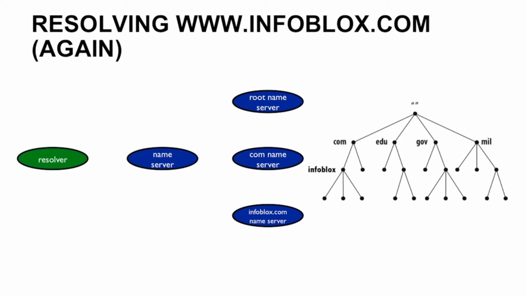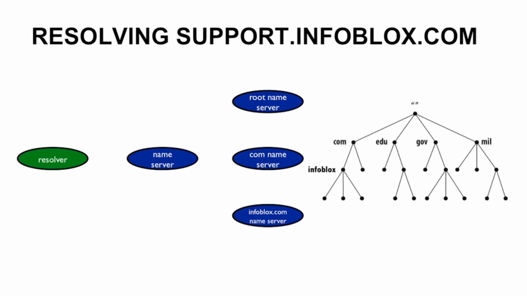Let's say you query your name server again for the address of www.infoblocks.com. Your name server has already cached the resource records answering the question, in which case it can simply return the answer without asking anyone. If you query your name server for the address of support.infoblox.com, it may not have that record cached, but it's already learned the names and addresses of the infoblox.com name servers, so it can skip querying the root name servers and the com name servers and go directly to the infoblox.com name servers, which should reply with an answer.